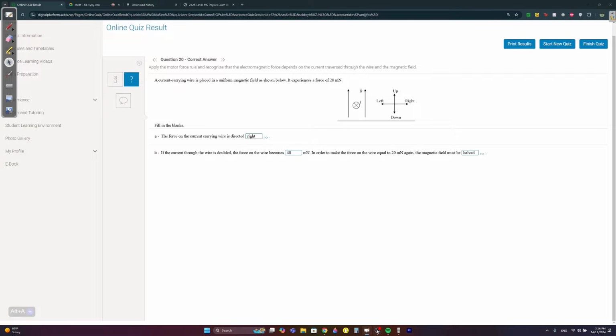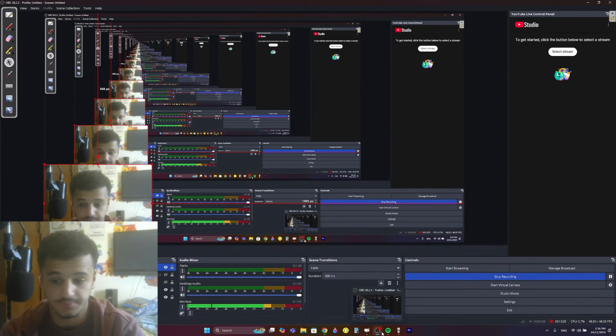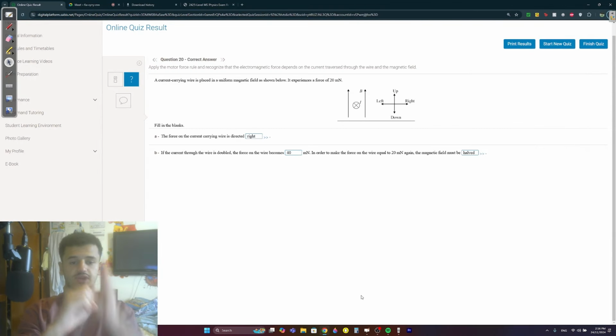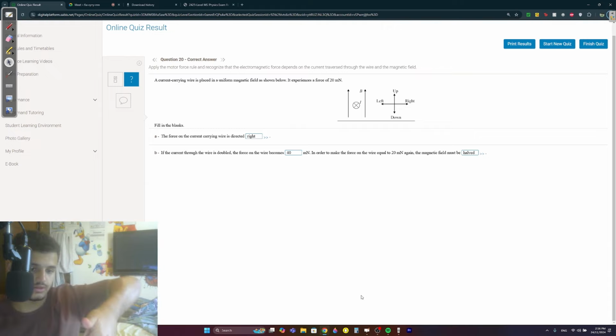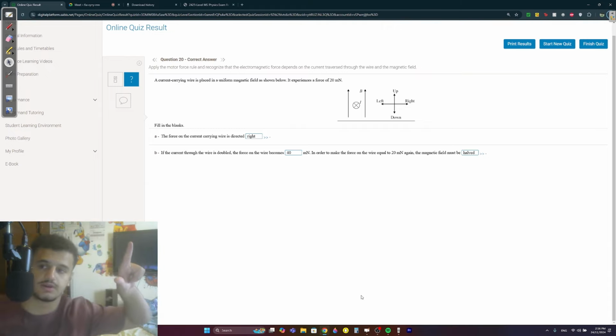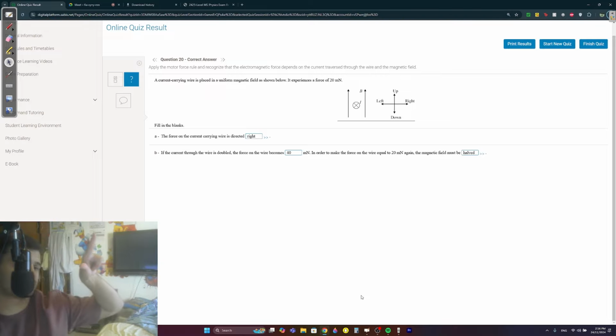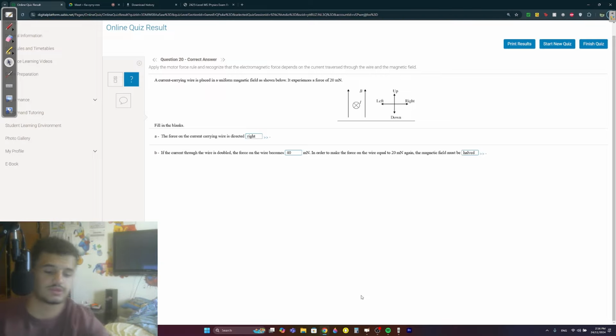It's directed right. I need to turn on my camera again. You have the wire here and you have the magnetic field going upwards. So it's going in. Okay, then the B, you have to take it up. So let's take it up like this. You take it up and then extend your middle finger so the force is going to the right. Let me just make sure I did this properly. Going up, extend it, goes to the right.